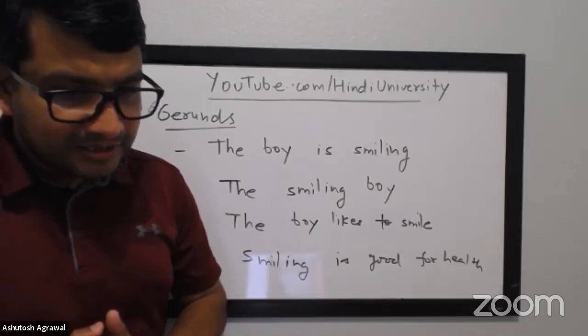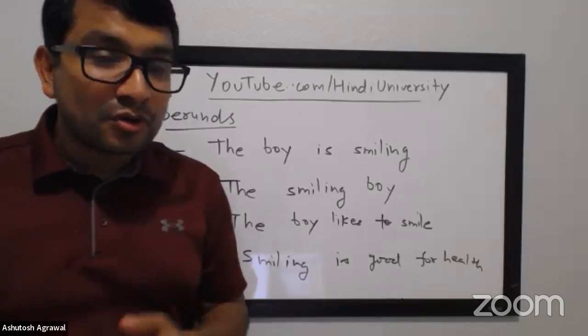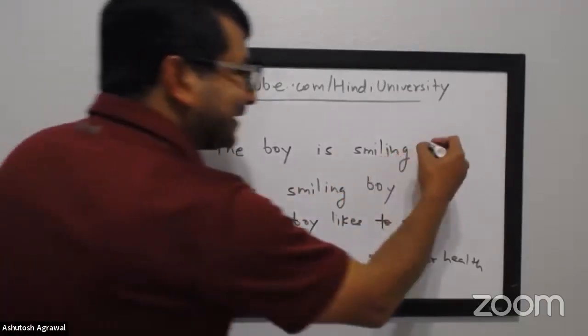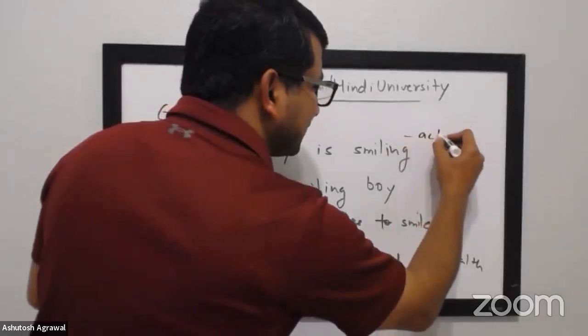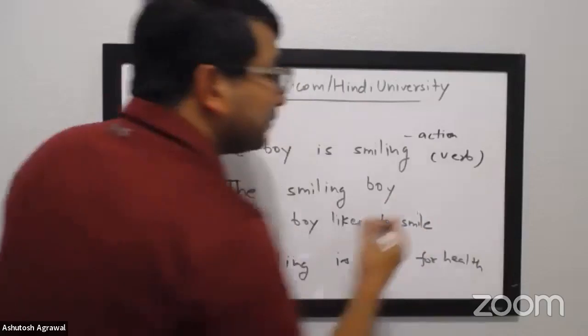Something he's doing, right? So he's laughing or walking or going. So it's a verb. Very good. So you're saying it's an action. Yes, it is a verb. Very good.